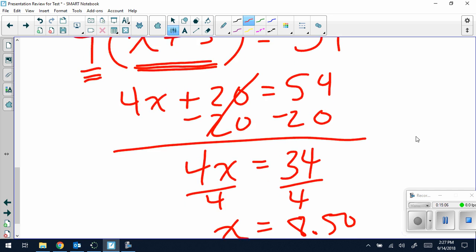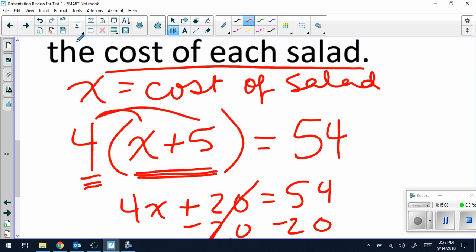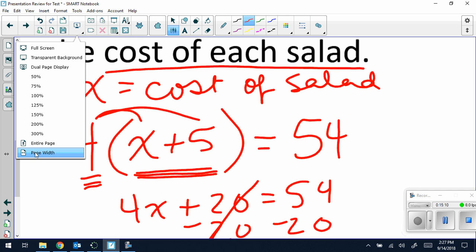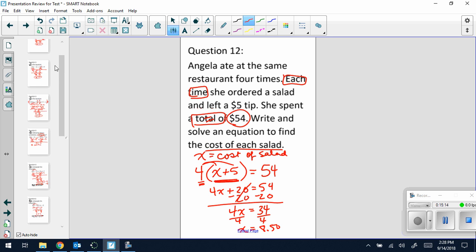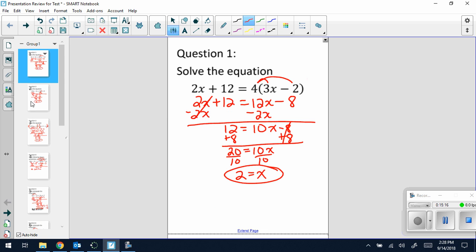And that is it. That is the review for the test. I am going to go back through each of them one more time. You can pause if you need to in order to get the whole question.